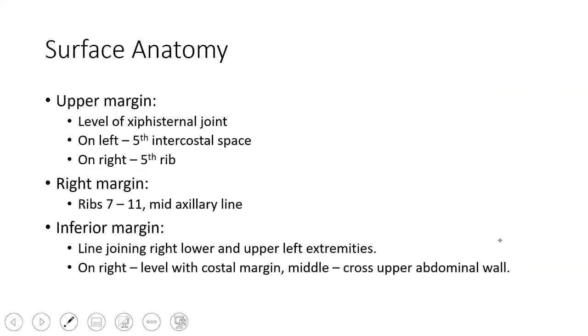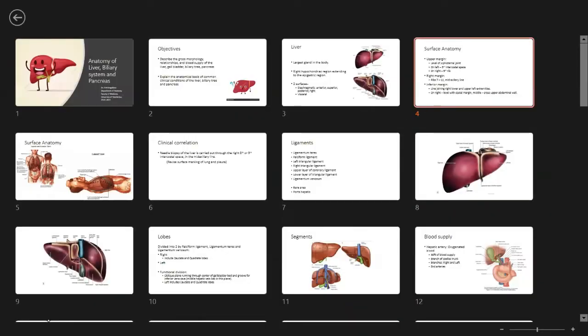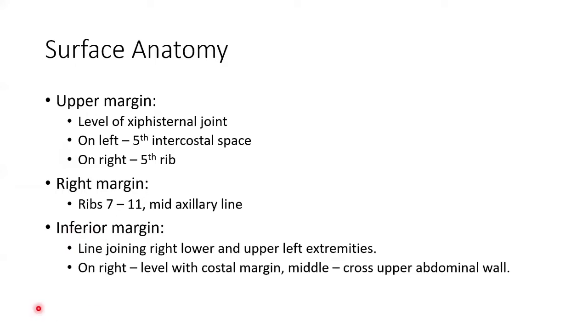Now we come to the surface anatomy. The upper margin is at the level of the xiphisternal joint. If you actually draw it, this is your sternum, and this is the xiphisternum, and this is the xiphisternal joint. In the middle, behind the xiphisternal joint, you have the liver. On the right side, it extends up to the fifth rib, and on the left, to the fifth intercostal space.